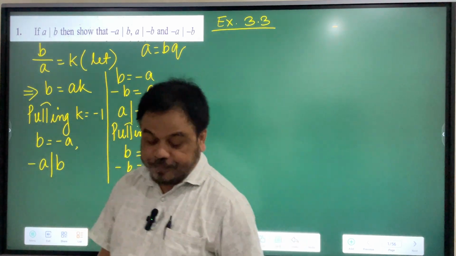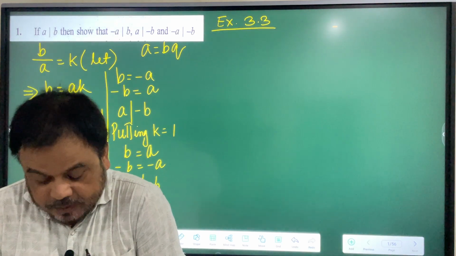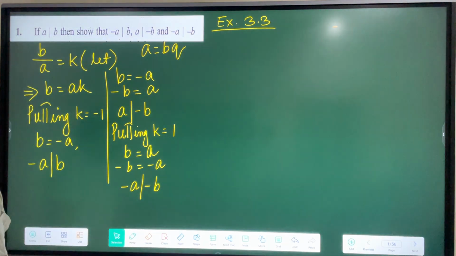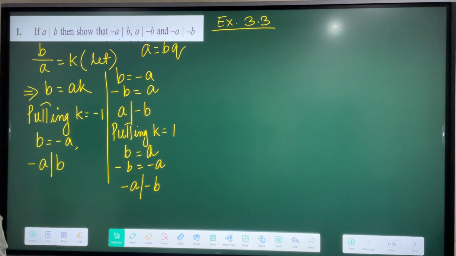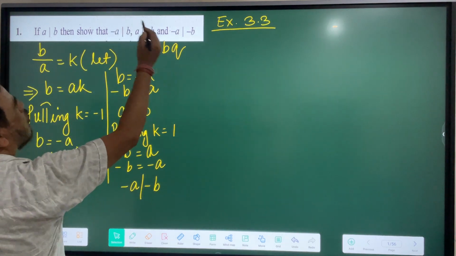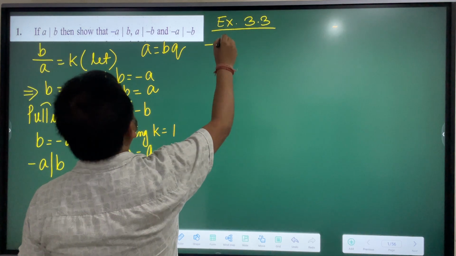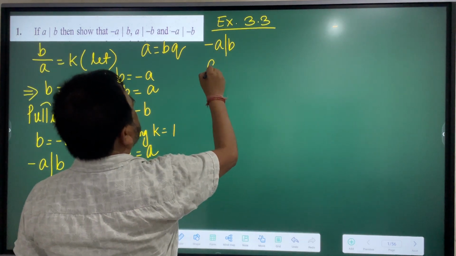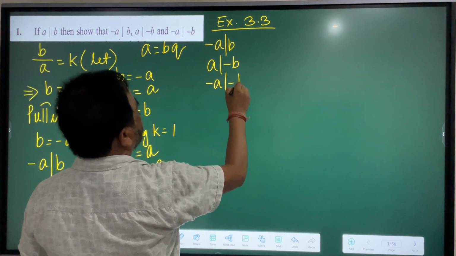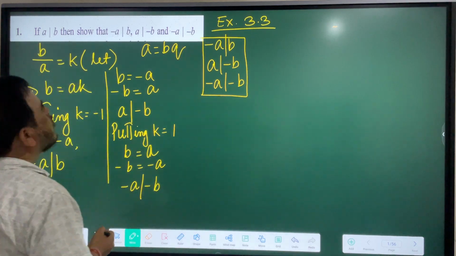So number 1: if A divides B, then show that minus A divides B, A divides minus B, and minus A divides minus B. So this is what we have to show.